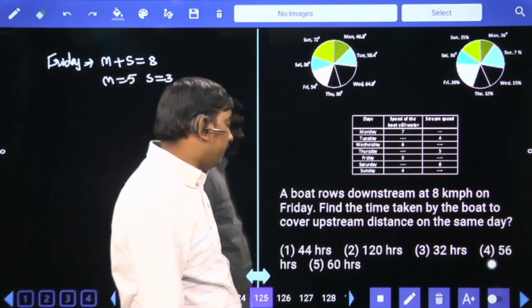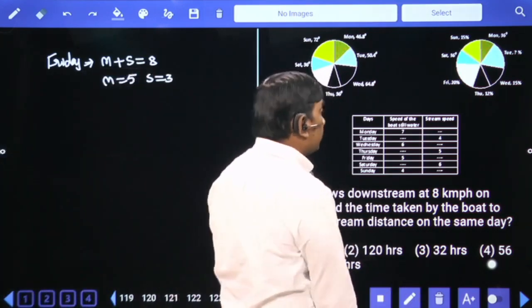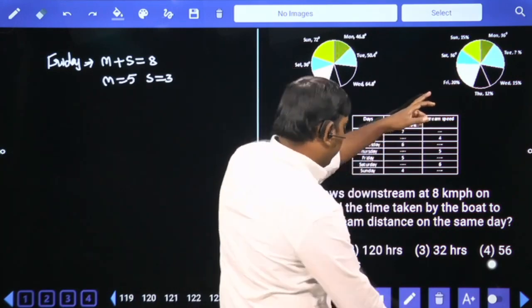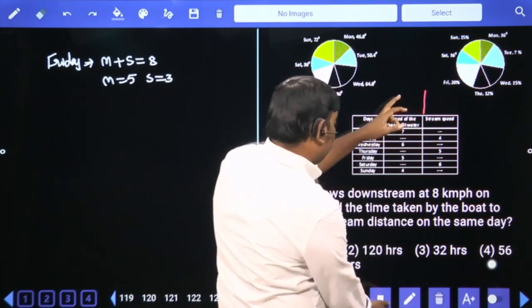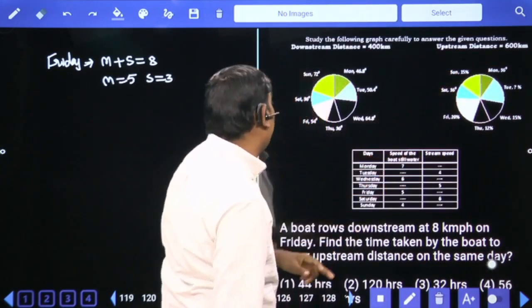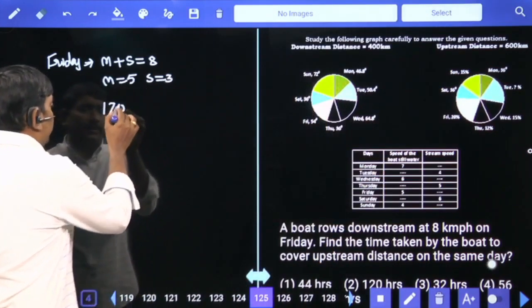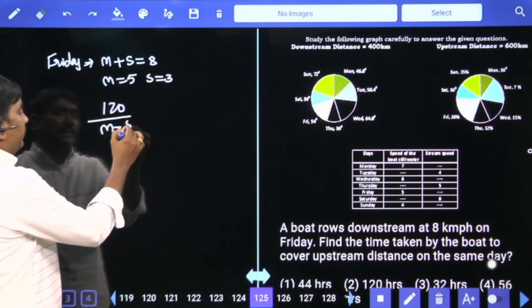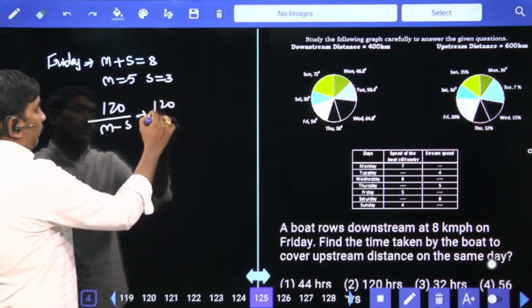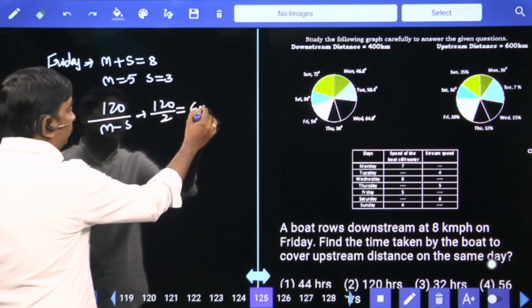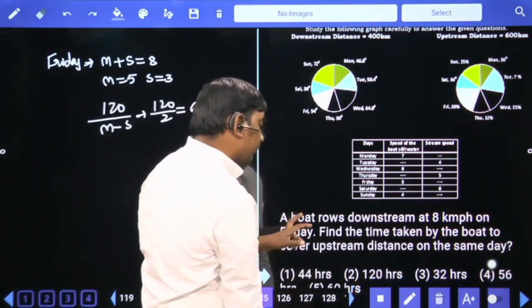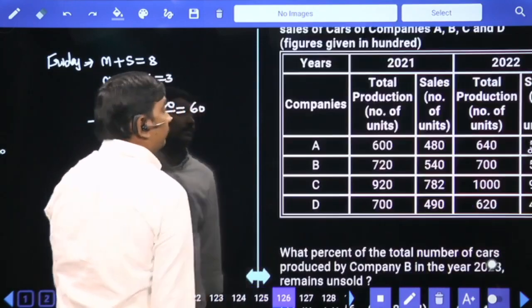Find the time taken by the boat to cover upstream distance on the same day. Friday it is 20%. 20% of 600 means 120 kilometers upstream distance. M minus S is 2, so 120 by 2 is 60 hours.